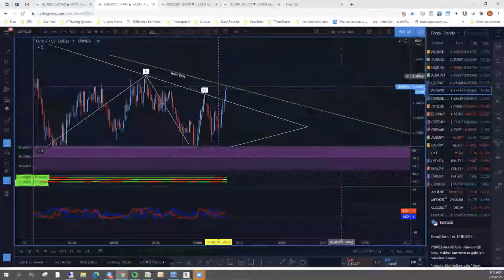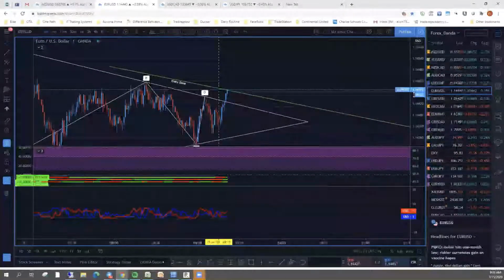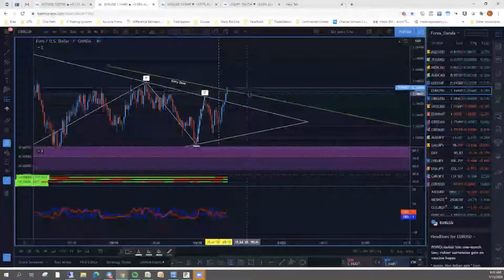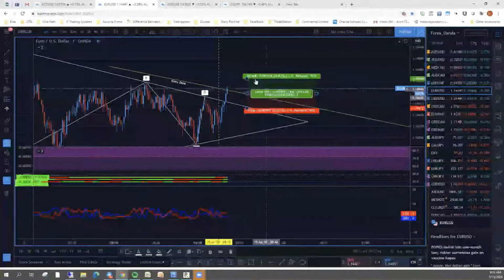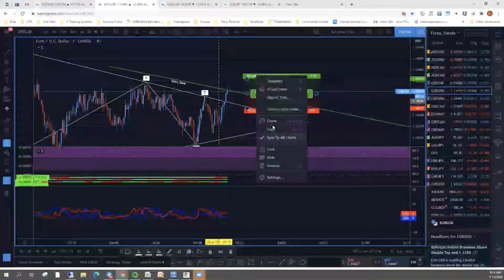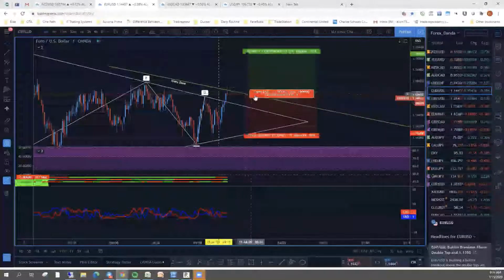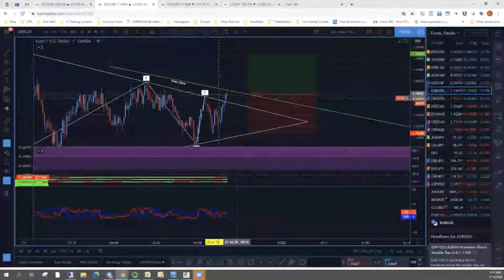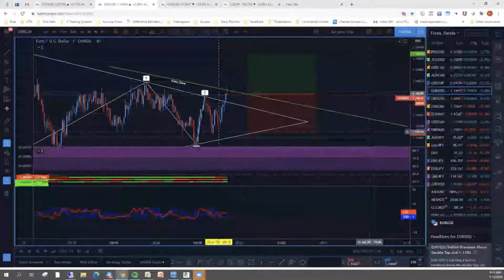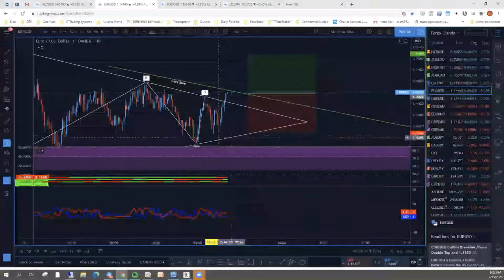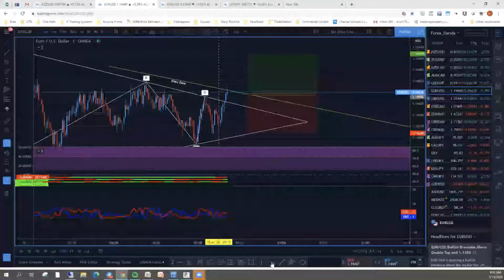I like how that ended up, right? It just broke the wedge a little bit, came back, tagged it, and took off. That's a move we see very, very often, and that's a significant sign that the trend is reversed. Here's my target. Here's my entry. My stop is down here at the bottom of the wedge, all the way down here.